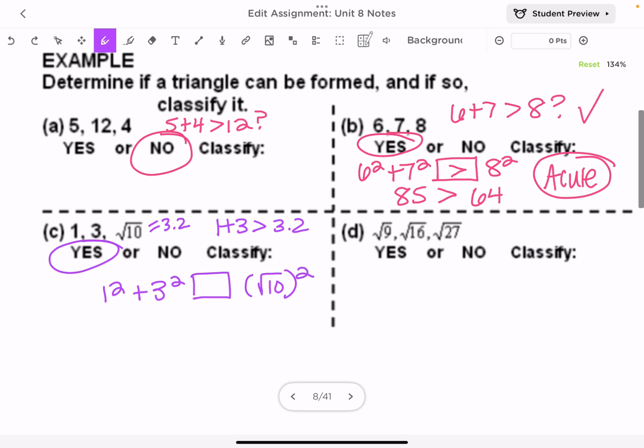Okay, now I don't have to have the parentheses on that when I square it, but if there was something in front of the 10, I would need them. So I'm just going to always, if I'm going to square it, put parentheses around it. Okay, so that's going to be 1 plus 9, which is 10. And then the square root of 10 squared, that's square root of 10 times square root of 10, which is 10. So 10 equals 10, which means this is a right triangle.